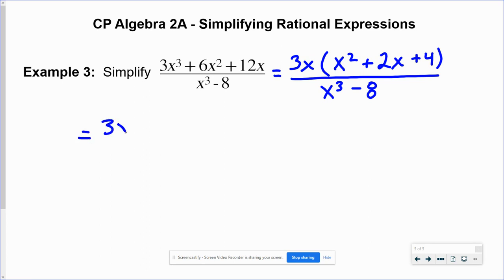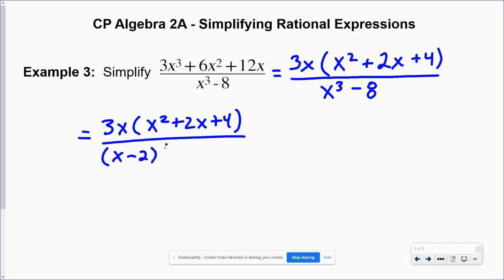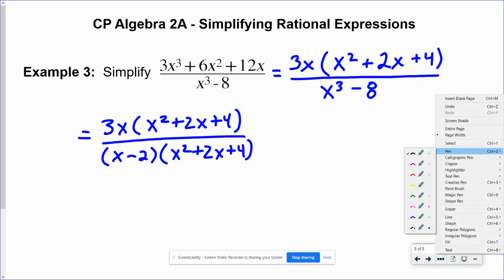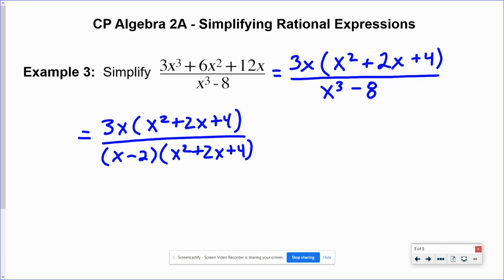So we're going to do 3x times the quantity x squared plus 2x plus 4. Now the difference of cubes pattern is going to give us x minus 2 times x squared plus 2x plus 4. And what you'll see is that now we have a common factor in the numerator and denominator of x squared plus 2x plus 4. So those will divide out. And we are going to be left with 3x over x minus 2.